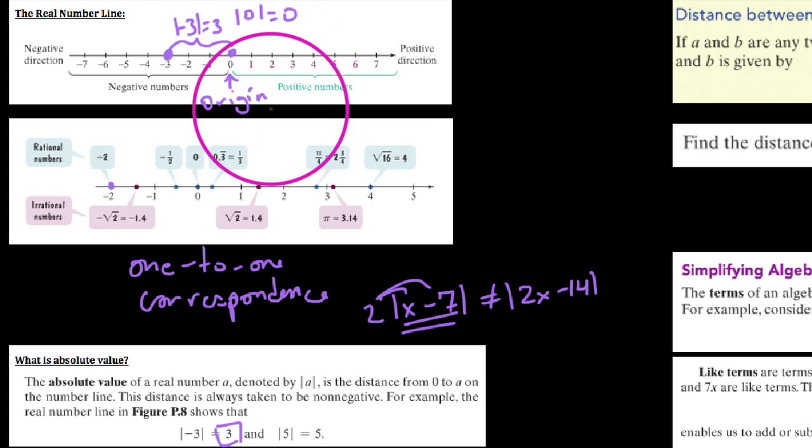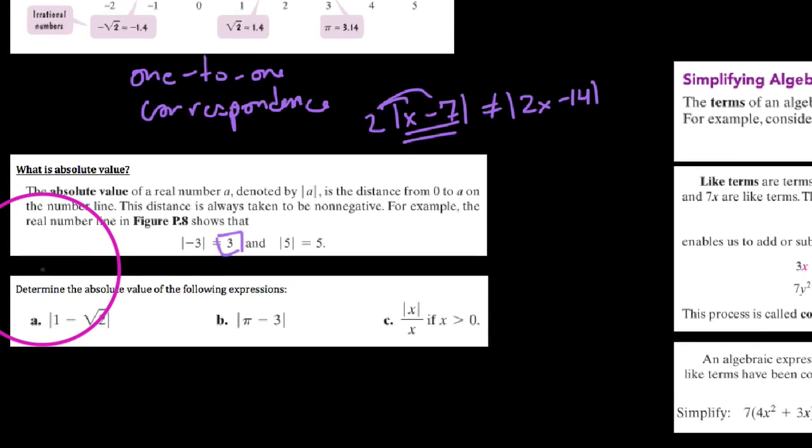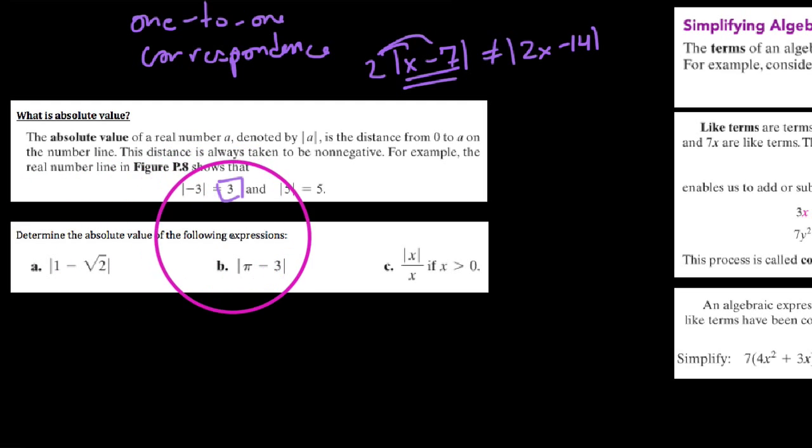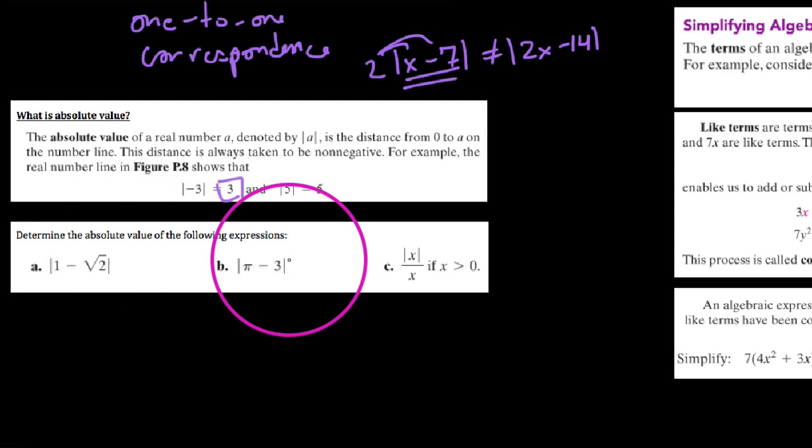And then the absolute value of 5. If I were to graph 5, then this has a distance value of 5. So the absolute value of 5 would be equal to 5 units of distance. So what I would like to do is basically find the absolute value of the following expressions here, and we can certainly use a calculator.